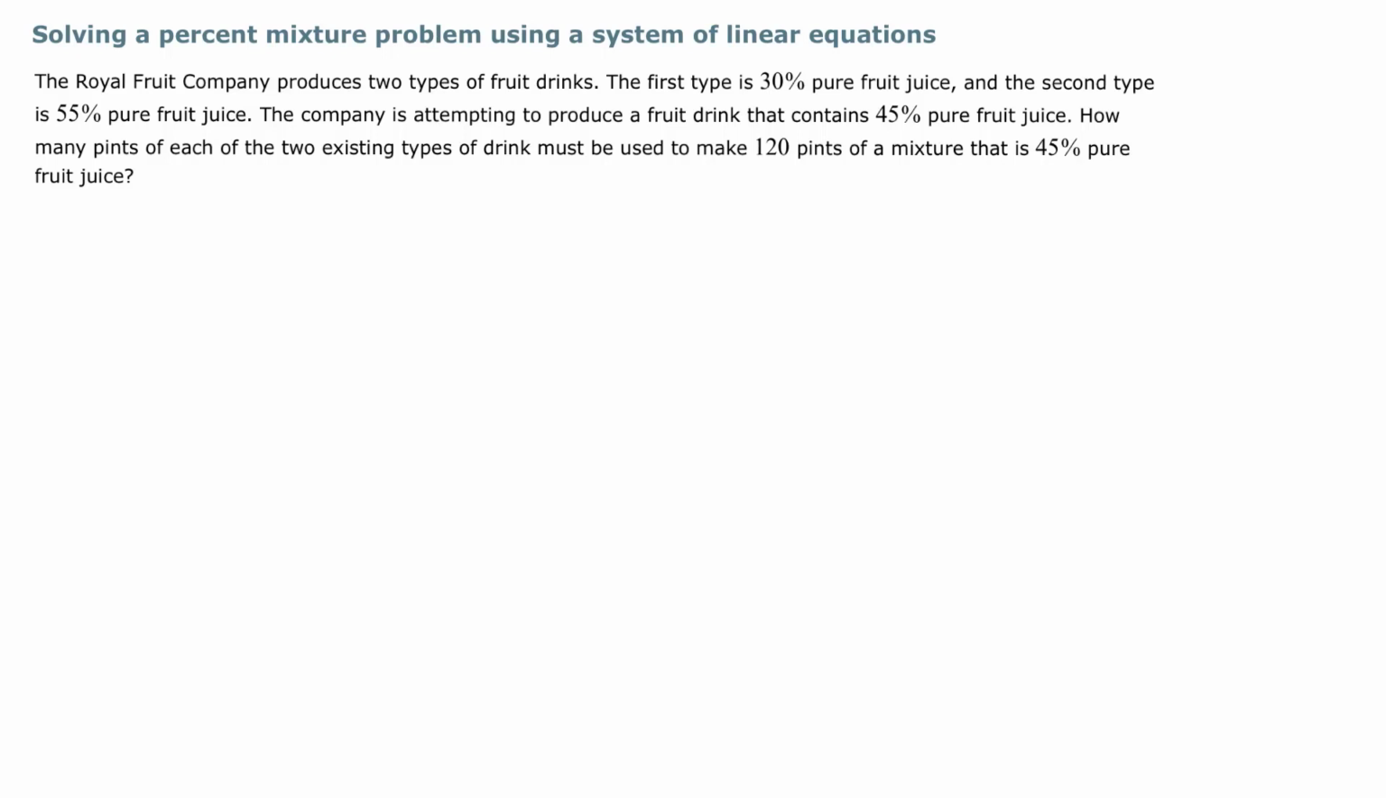First thing you want to do is translate some of these words into a mathematical symbol. We typically call the first symbol a variable. So why don't we say the number of pints of the 30% pure fruit juice is capital F.